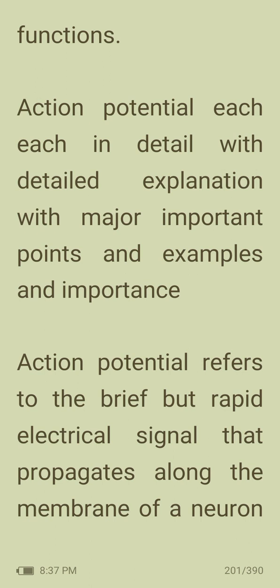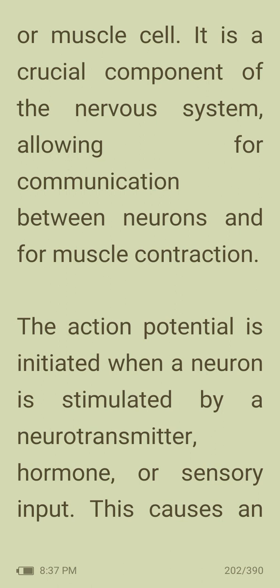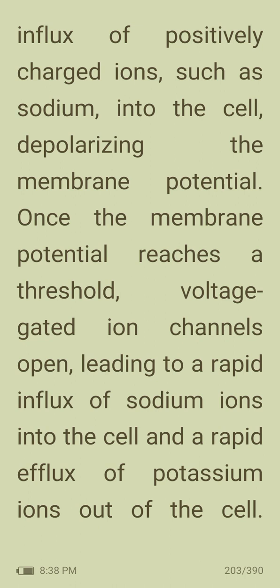Next, action potential. Action potential refers to the brief but rapid electrical signal that propagates along the membrane of a neuron or muscle cell. It is a crucial component of the nervous system, allowing for communication between neurons and for muscle contraction. The action potential is initiated when a neuron is stimulated by a neurotransmitter, hormone, or sensory input. This causes an influx of positively charged ions such as sodium into the cell, depolarizing the membrane potential.